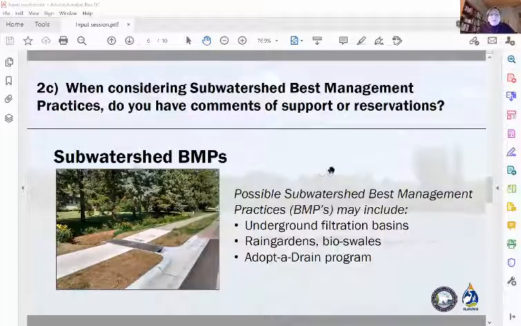Okay, all right. I will go ahead and share the next question, and that's about subwatershed best management practices as a management action. Some of those possibilities would include perhaps underground filtration basins. And a lot of this, of course, is dependent on different grant funding that may or may not be available. There's also a lot of work being done with rain gardens and bioswales, and the adopted drain programs that we have in the area. So any comments on those best management practices? Any comments of support or reservations, or initial feedback on that?